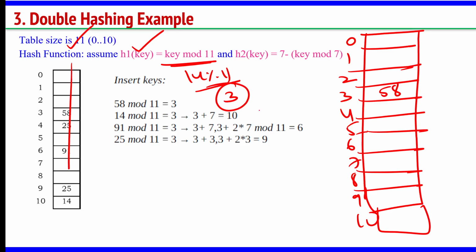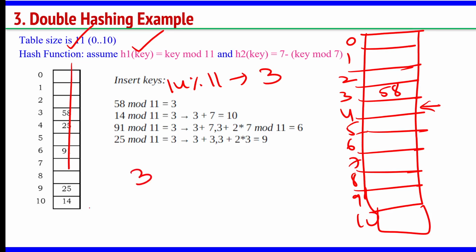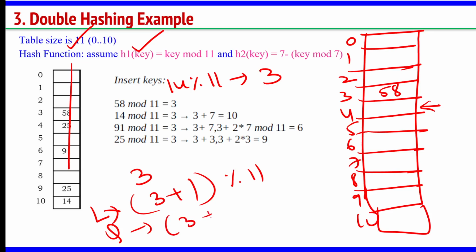So, in linear probing what do you do? You put it in the next location. In quadratic probing you do the same thing: 3 plus 1 square means it also goes to the next location. Whereas in double hashing, 14 modulo 11 gives me 3. In linear probing I was doing 3 plus 1. In quadratic probing I was doing 3 plus 1 square modulo 11. Here, that 1 or 1 square is decided using another hash function.